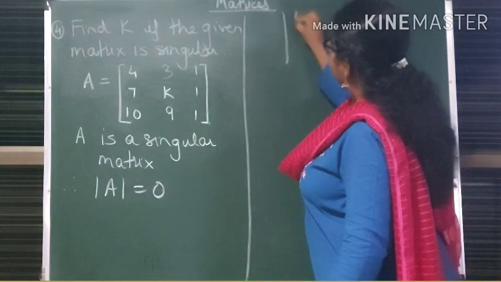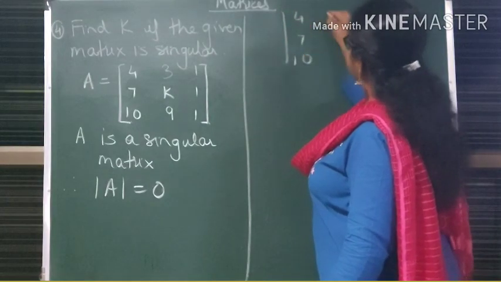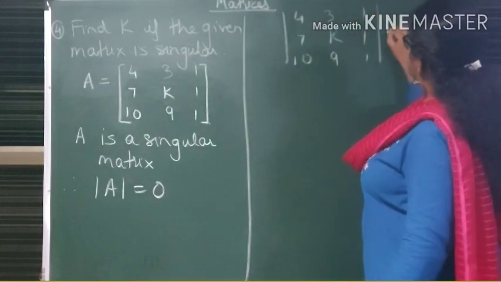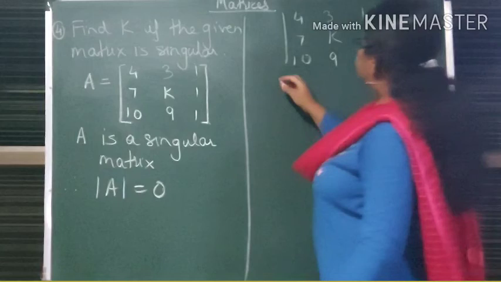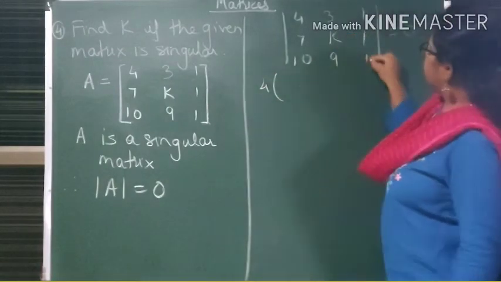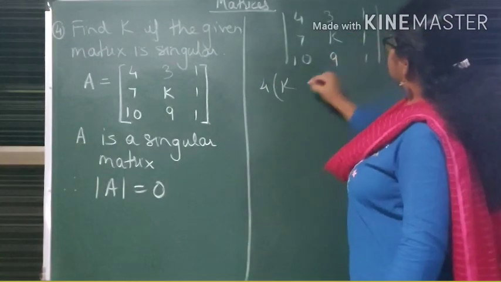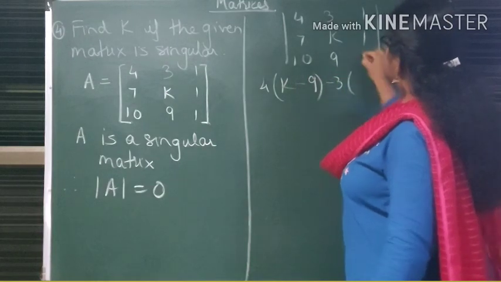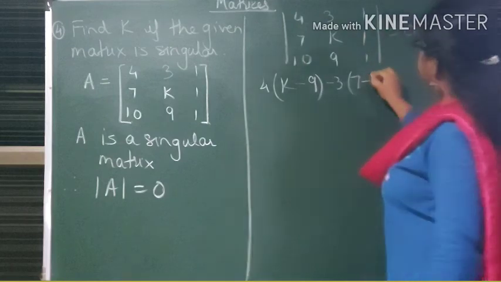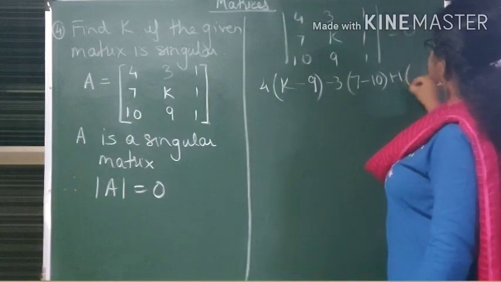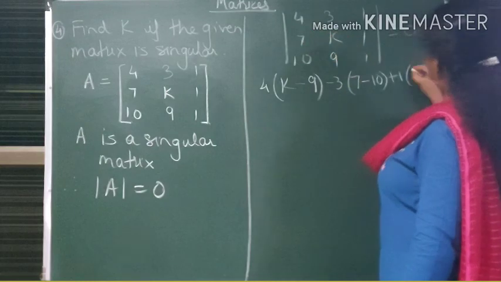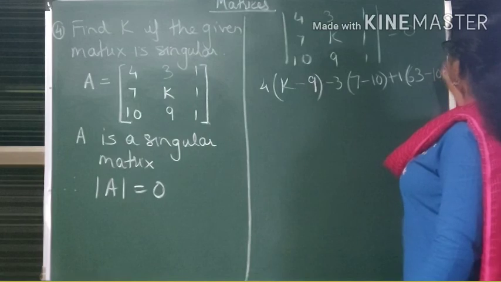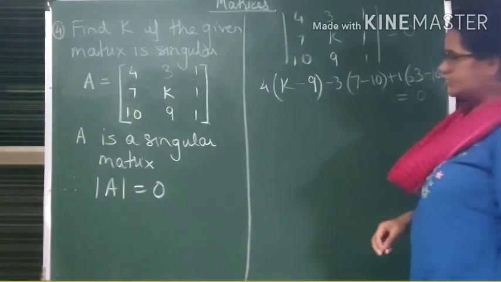So, determinant of A means 4, 7, 10, 3, K, 9, 1, 1, 1. This determinant value is 0. So, let us solve. 4 into K into 1 is K, 9 into 1 is 9, so minus 9. Then second term negative, 7 minus 10. Third term positive, 1. 7 nines are 63 and K into 10 is minus 10K. This value is equal to 0.